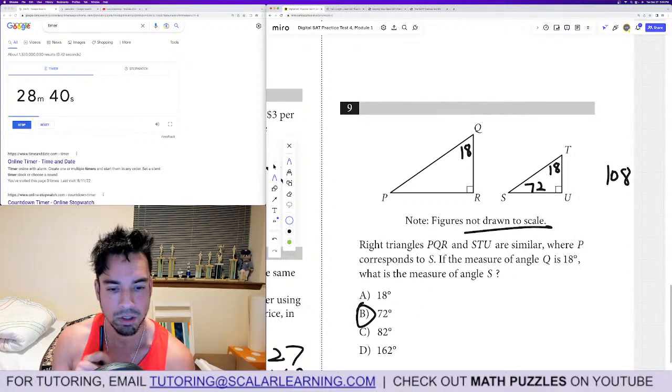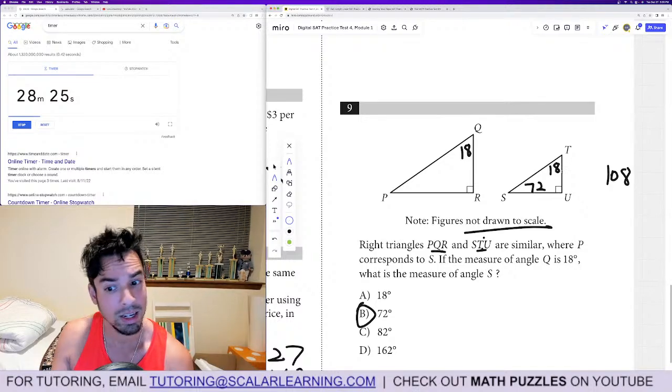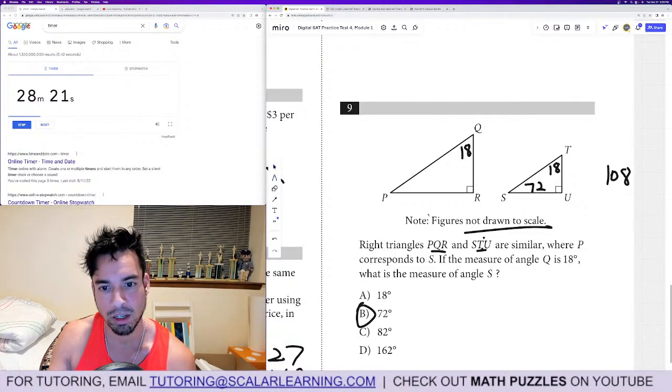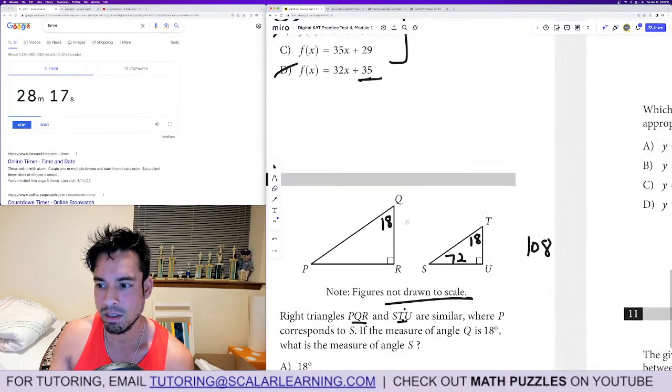Let me just think about it for a second, make sure I didn't make a mistake. If the measure of angle Q is 18, so T is 18, PQR, STU. You can also check by the order, right? Q and T correspond to each other. So T is 18. They're not asking for T. They're asking for S. I'm double or triple checking really because I don't like the way it's drawn not to scale. It's a little tricky.